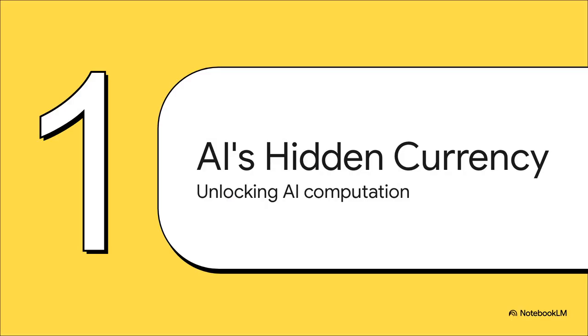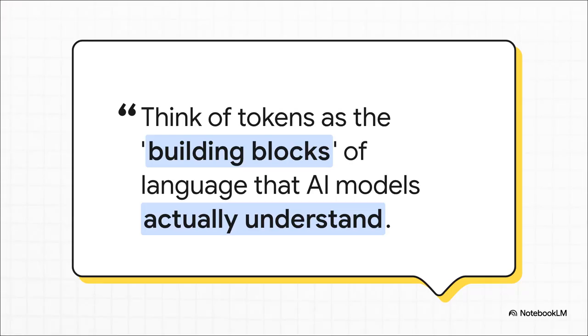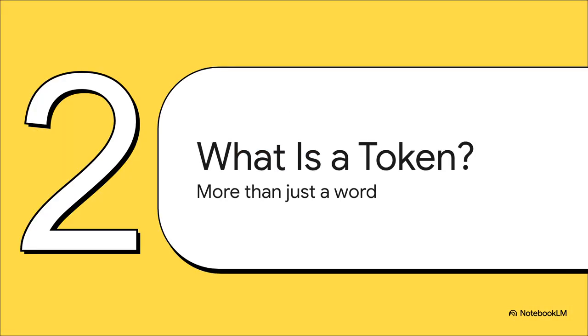Okay, so first things first. We've got to start thinking about tokens as the hidden currency of AI. It's the basic unit these models use to think and to process everything we throw at them. Here's a good way to picture it. We see language as words and sentences, right? But the AI sees language as a series of these little building blocks. That's its native language. And that's what we're really paying for, the computational effort it takes to shuffle and process all those blocks.